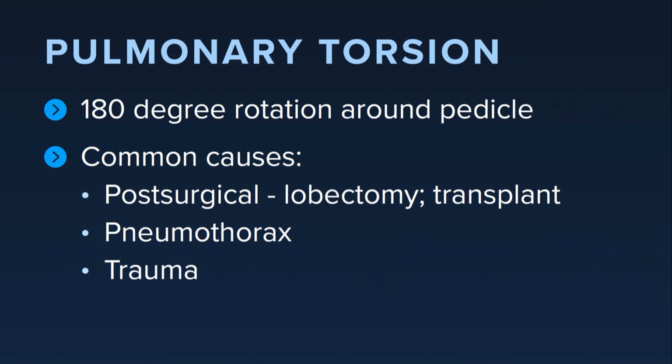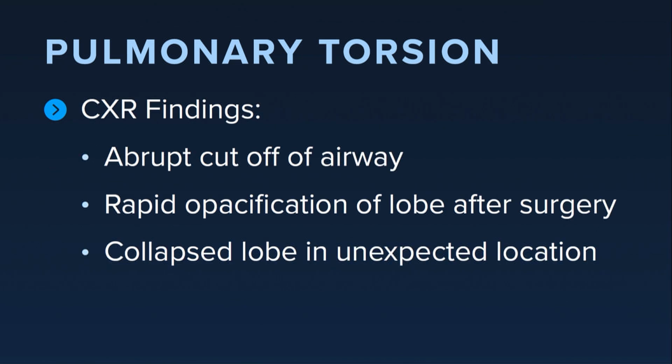So torsion is technically a 180-degree rotation around the vascular pedicle, but also the airway itself. Post-surgical is most common. We see it after lobectomy as well as post-transplantation, although, as we saw here, you can also have it with just a segmentectomy. This was a lingular sparing case. Pneumothorax: if you have a large pneumothorax and the lung collapses down, as it starts to re-expand it could torse. And then trauma is another cause of torsion.